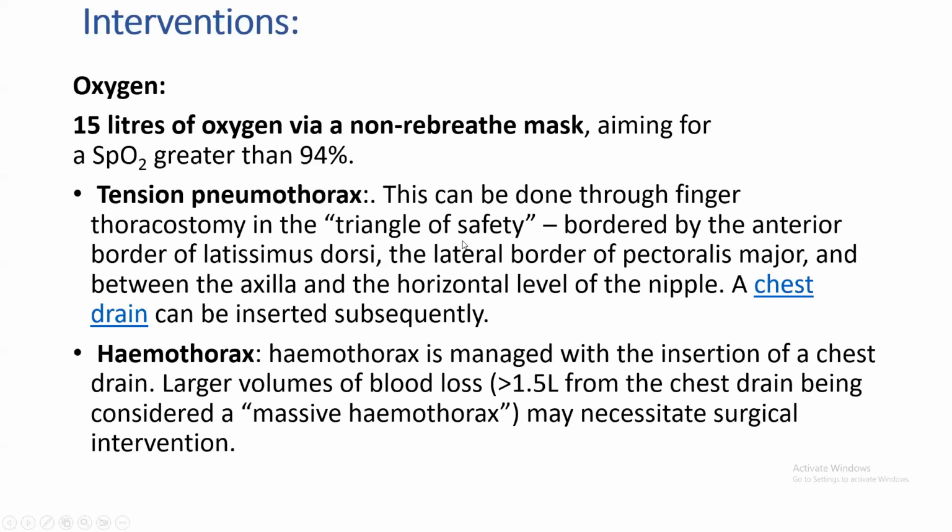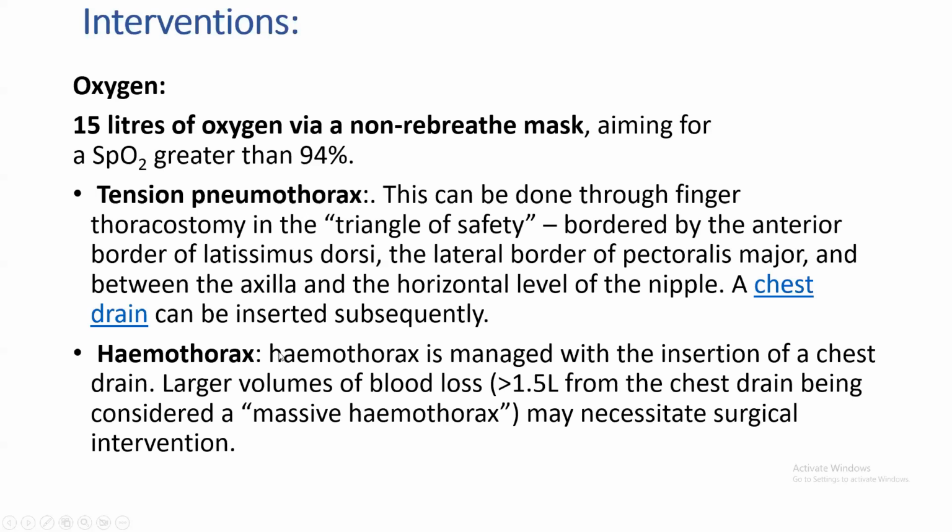In tension pneumothorax, decompression can be done through finger thoracostomy if there are no immediate resources available. The borders of the site where we do the thoracostomy are the lateral border of the latissimus dorsi and the lateral border of the pectoralis major, in between the axilla and the horizontal level of the nipple, at the upper border of the fifth intercostal space. And a chest drain can be inserted subsequently.